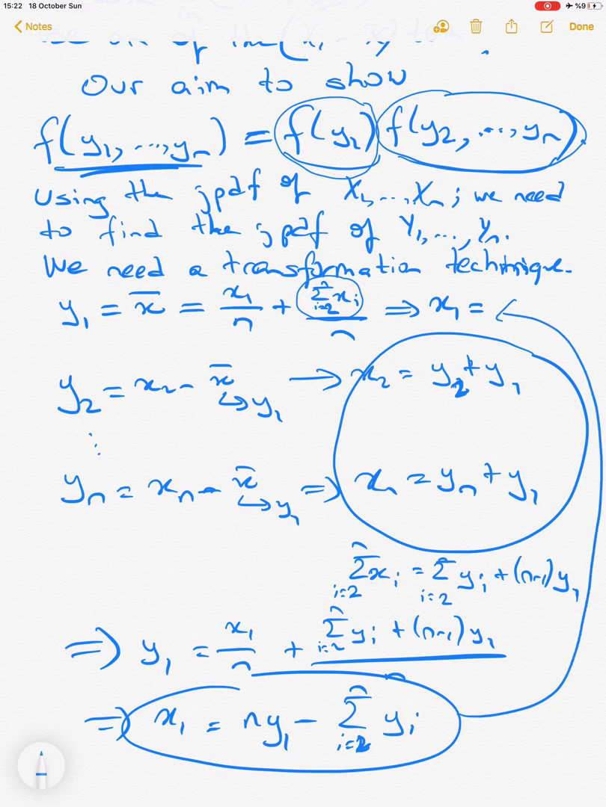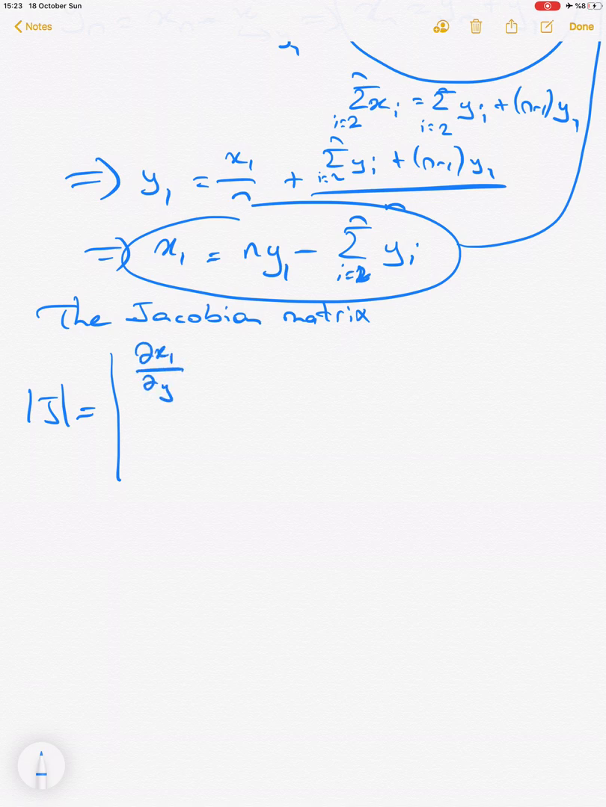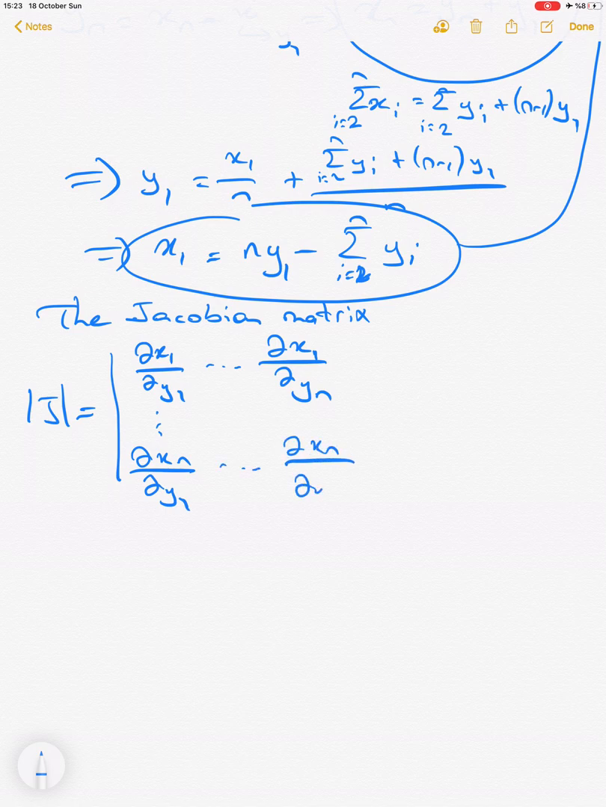Okay, then we are doing a transformation, so we are changing the dimensions from x to y, so we have to use some adjustment, which is done by the Jacobian matrix. So we need to use the absolute value of the Jacobian matrix to adjust the dimension. Okay, so the absolute value of the Jacobian matrix from x1 to y1, taking the partial derivatives for each, xn to y1 and xn to yn.